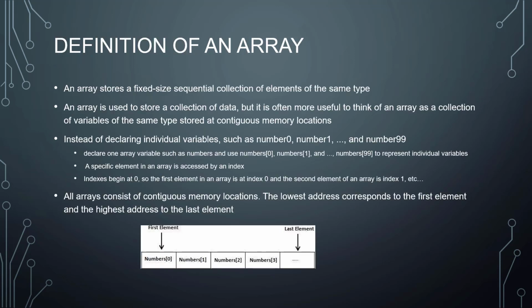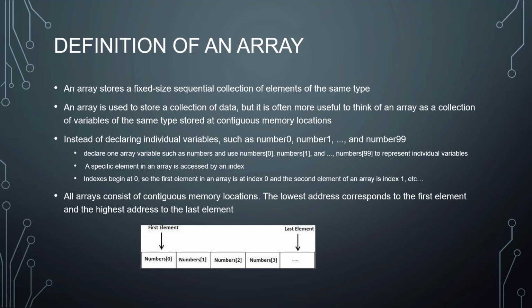Okay. So the definition of an array. An array stores a fixed size sequential collection of elements of the same type. So you can have an array of integers, an array of strings, an array of bytes. It's a collection, if you will. Now, it's hard for me to use that word because that means something else that we'll learn about later, but right now we'll use that term. It's a collection of like types. So an array is used to store a collection of data.